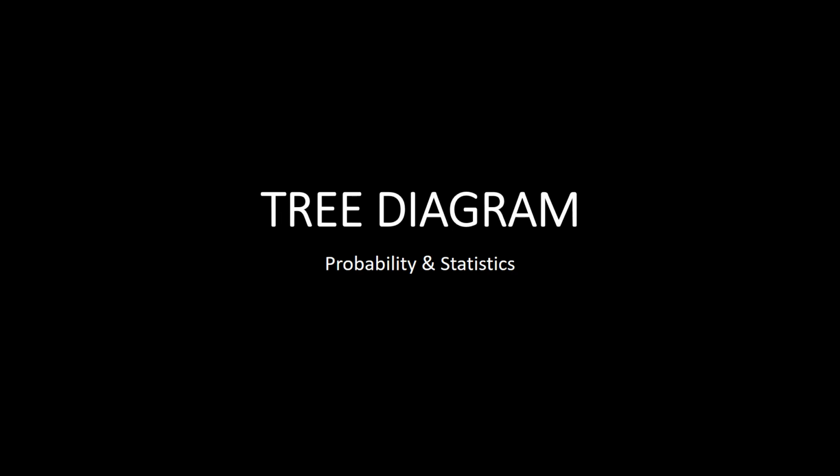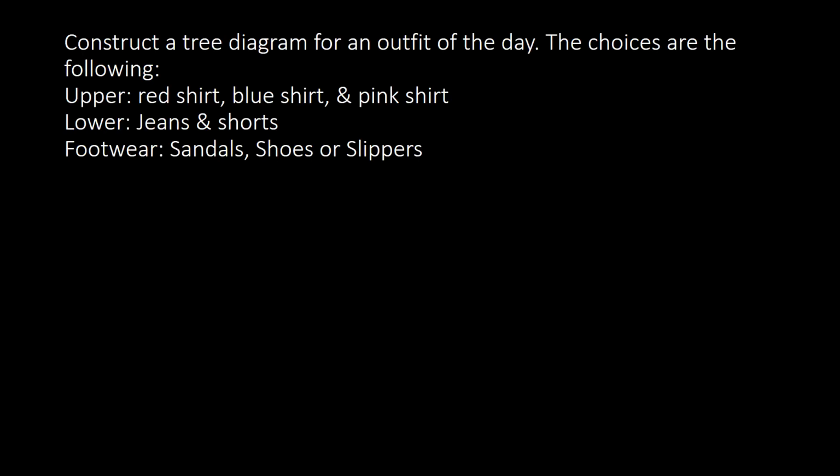Let's have our first example here. Construct a tree diagram for an outfit of the day. The choices are the following. Upper, we have red shirt, blue shirt, and pink shirt. And then we have lower, we have jeans and shorts. Footwear, we have sandals, shoes, or slippers. So let's construct our tree diagram.